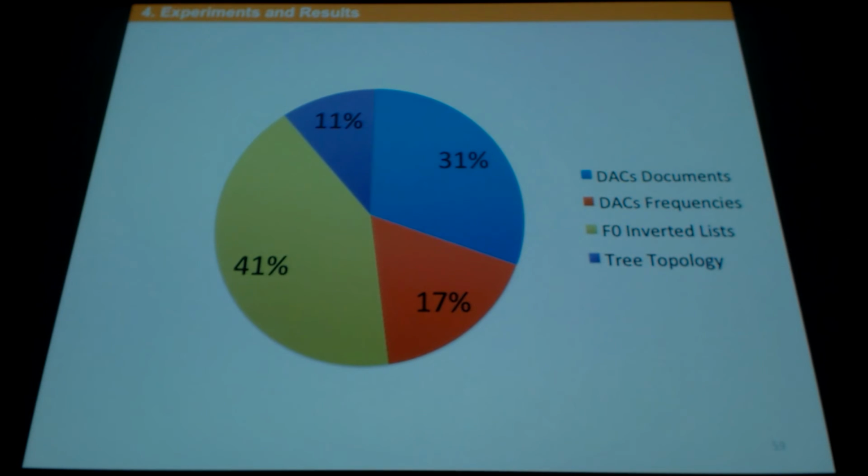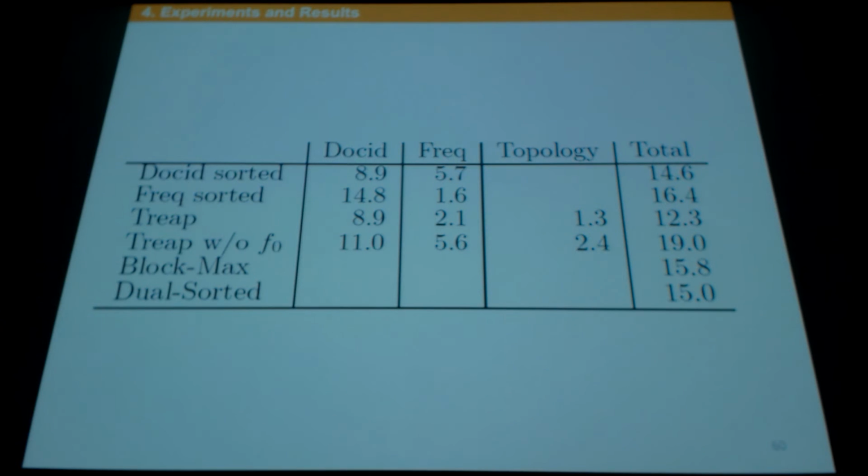Okay, so you can see here how many bits we're actually using. The Treap is the most important one, it's the third one. For the document IDs, we're using around 9 bits. For the frequency, this is really cool, we're using 2.1 bits.